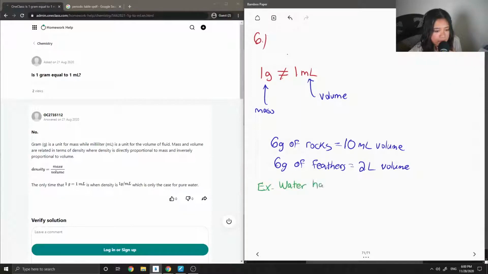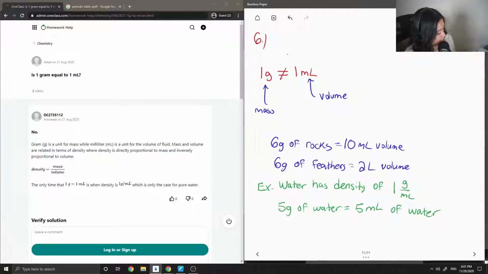So water has a density of 1 gram per milliliter. So we can confidently say that 1 gram of water is equal to 1 mil of water. And that is the only case where 1 gram will equal 1 mil, so if it has a density of 1.